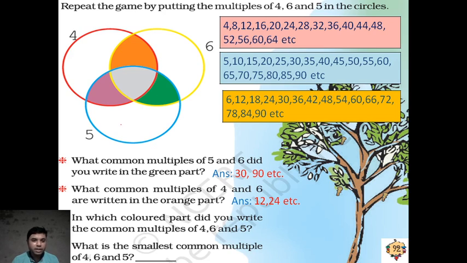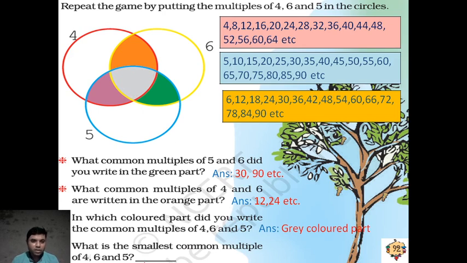Next, in which colored part did you write the common multiples of 4, 6 and 5? Look here, the gray color part. This portion is inside the red circle, inside the blue circle, inside the yellow circle. So it will be the gray colored part.